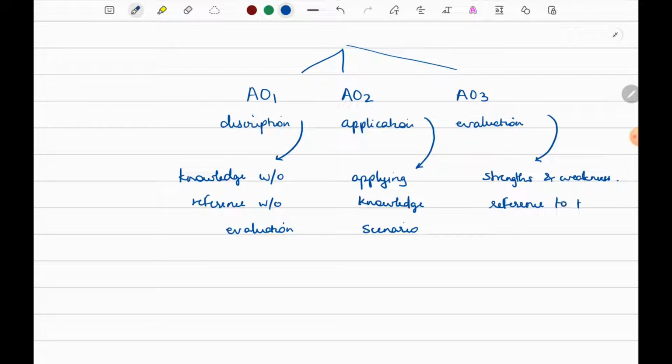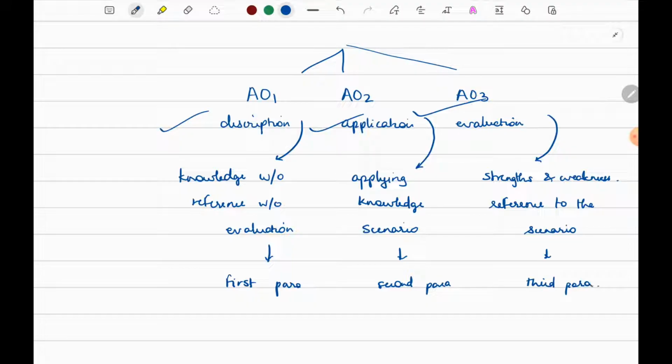The only thing is we are not referring to description. We are not trying to apply the knowledge to the scenario. What we are trying to apply to the scenario is an evaluation of the strengths and weaknesses. That is what we are going to do. So these three criteria have to be covered. The best organization or best form of answering would be to take AO1 in the first paragraph, to take AO2 in the second paragraph, and to take AO3 in the third paragraph.